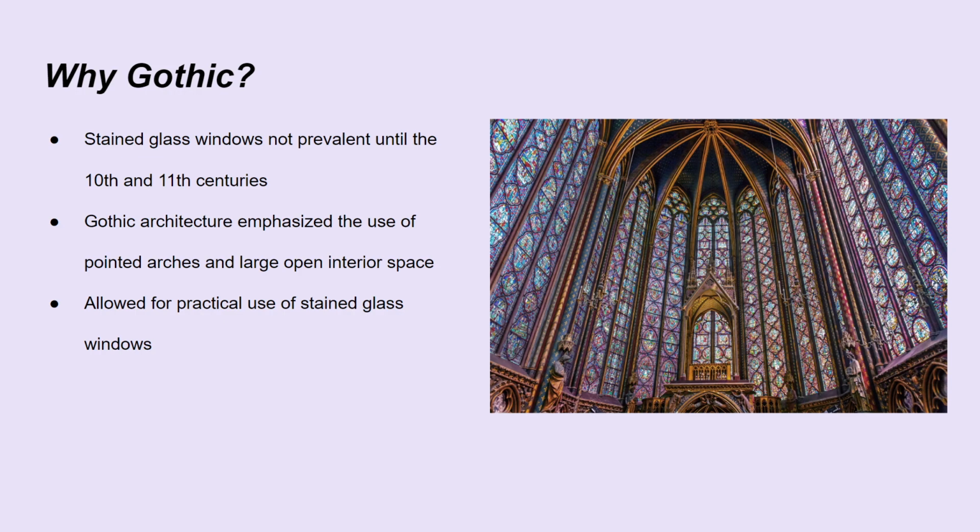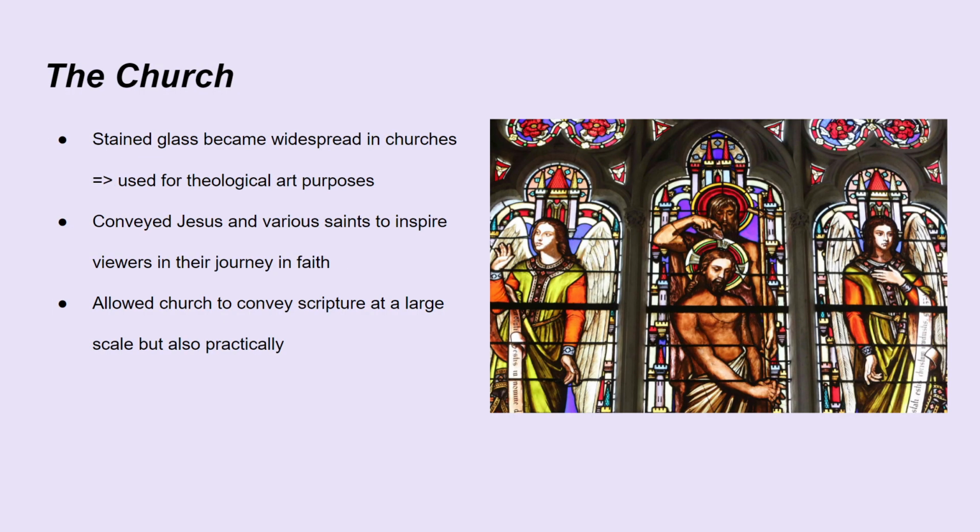And Gothic architecture really stayed away from this and did the complete opposite. It welcomed and emphasized use of these huge, high, open interior spaces full of these pointed arches. And what that allowed for was really big and wide windows on the walls that made it practical to use stained glass windows. There was enough space that you could really portray art on the windows, and also enough space that it allowed the metal bars to work in tandem with not only the windows but with the actual building itself.